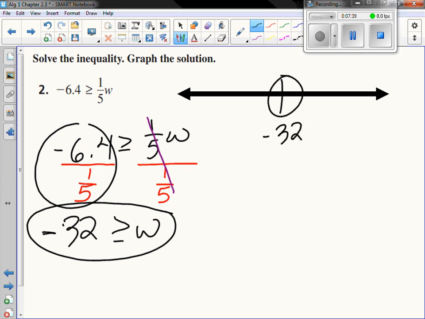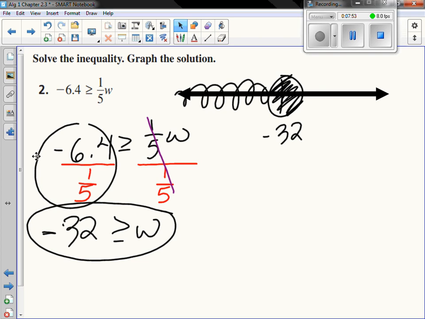So would we leave the circle open, or would we fill it in? It'd be closed. We fill it in. Do we shade to the right or to the left? To the left, because we're shading all the numbers less than W. Any questions on this here?